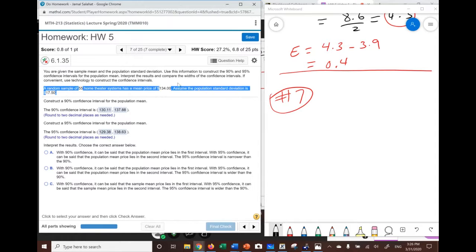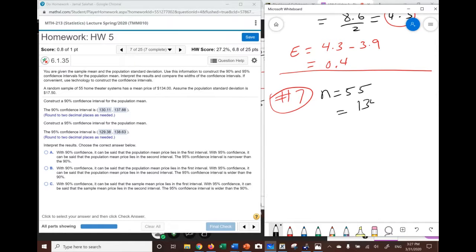If you read this carefully, it says a random sample of 55. In other words, n is equal to 55, or the sample size of 55 home theater systems has a mean price. The mean price is $134. Notice that the mean price of the 55, that's the reason why we call that X bar.